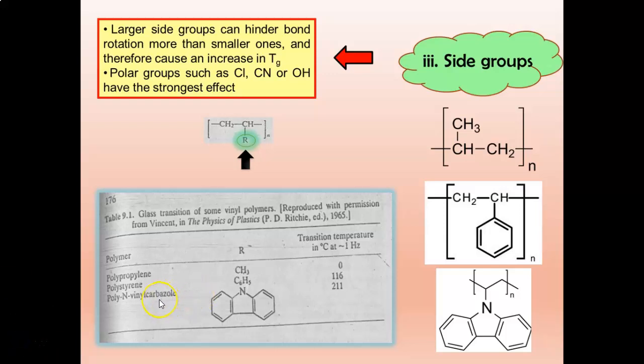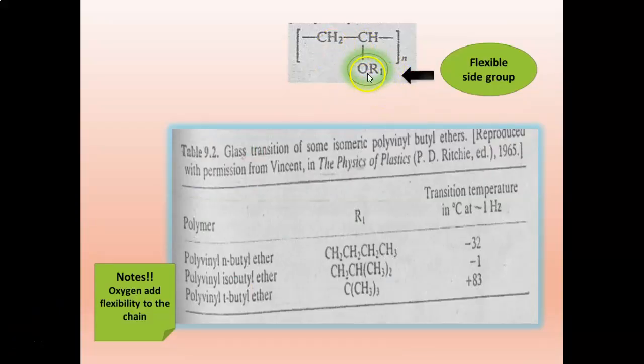See in the table, they have poly(vinyl carbazole) with a transition temperature of 200 something compared to PP and polystyrene, because of the presence of the benzene ring and nitrate group here. Hence, increase the Tg. So this benzene ring and also the nitrate structure will prevent the bond from rotating. Hence, increase the Tg.